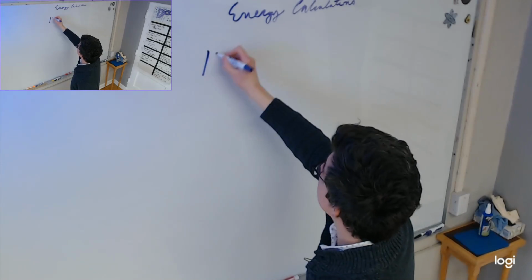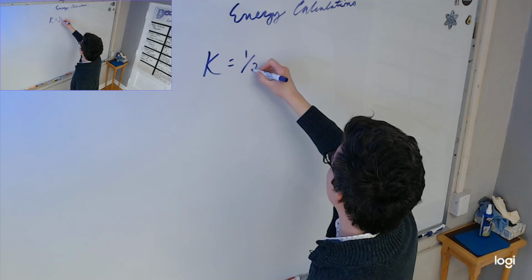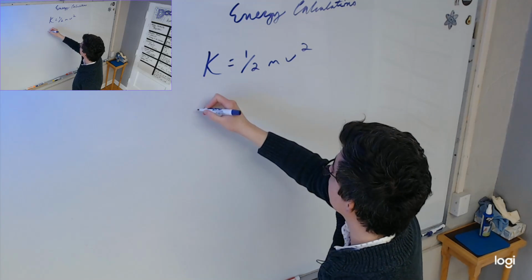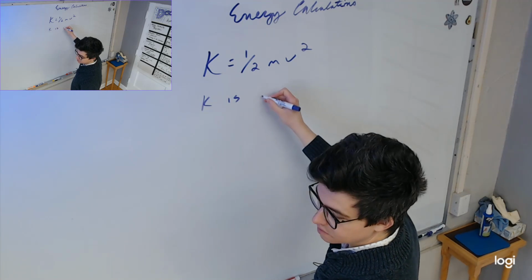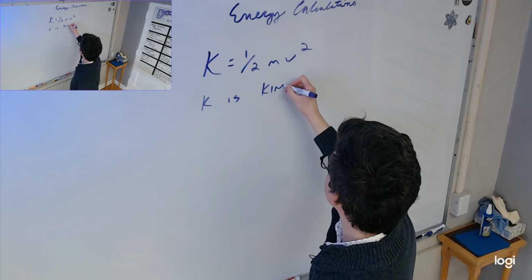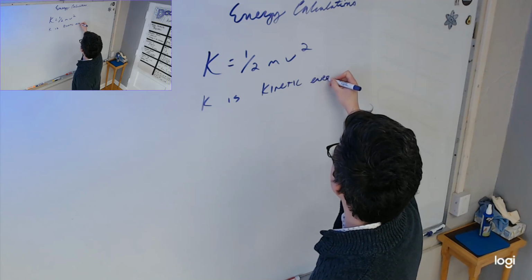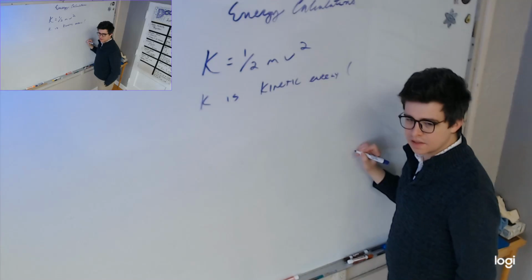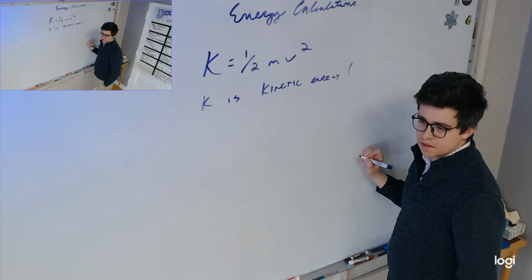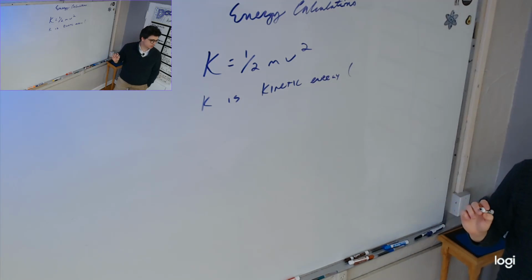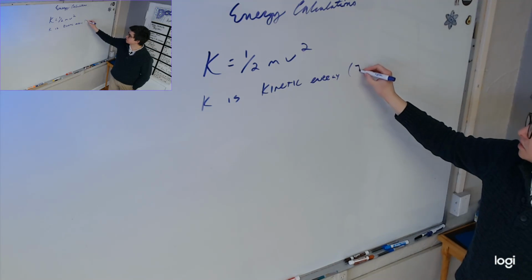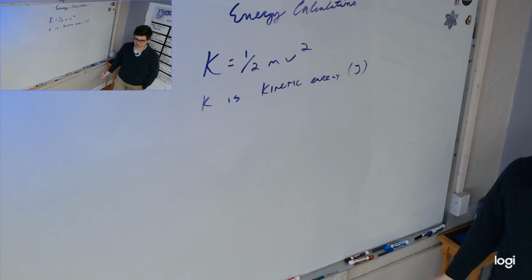So let's just write them down. K equals 1/2 mv squared, where K is, guess, kinetic energy. Good. What is kinetic energy going to be measured in? Energy is always measured in joules. Not always, but in the SI we measure energy in joules.